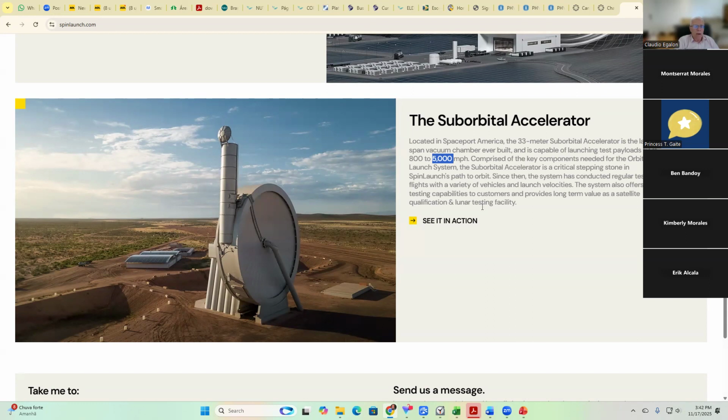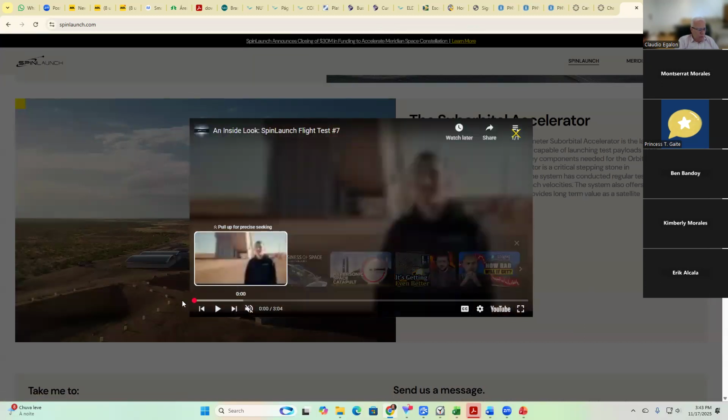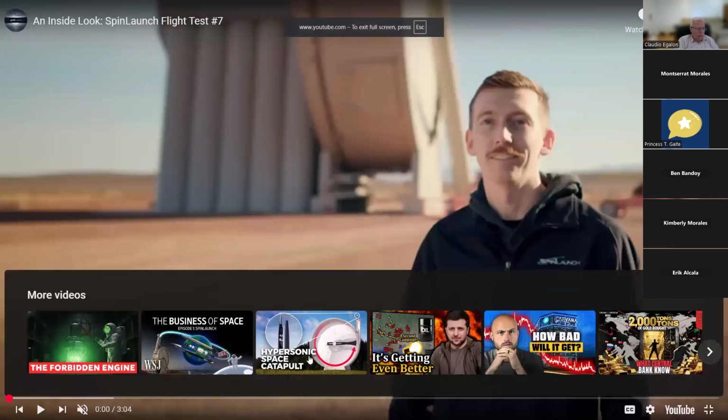Payload from 800 to 5,000 miles per hour, comprised of the key components needed for the orbital launch system. The suborbital accelerator is a critical stepping stone in Spin Launch's path to orbit. Since then, the system has conducted regular test flights with a variety of vehicles and launch velocities. The system also offers testing capabilities to customers, and they supposedly do that in a much cheaper way. So you can reach orbit at a much lower cost. That's the whole idea.